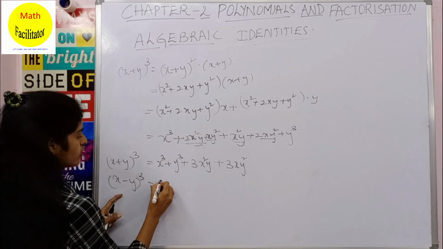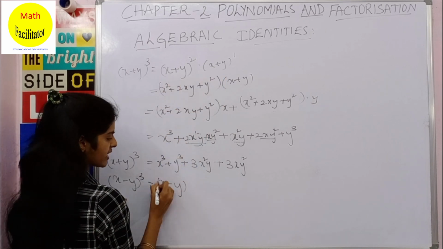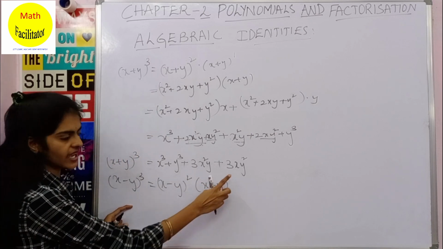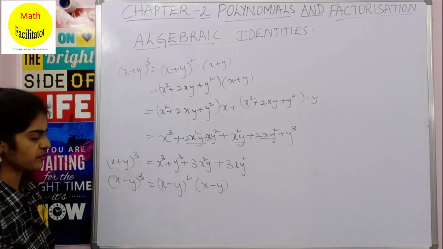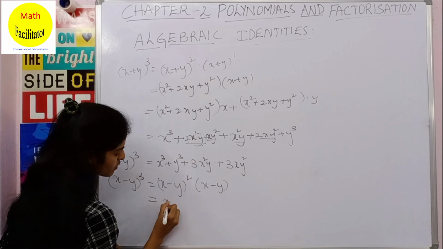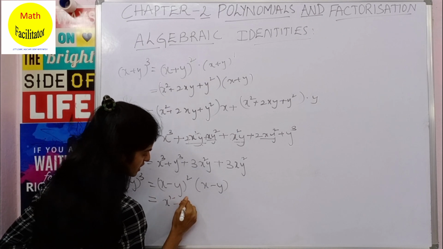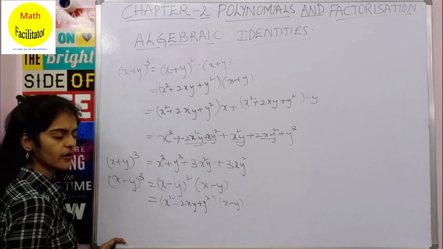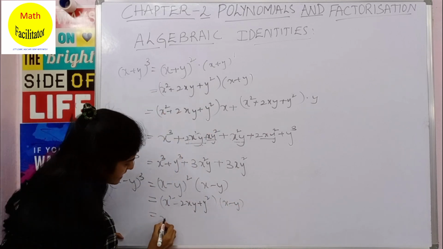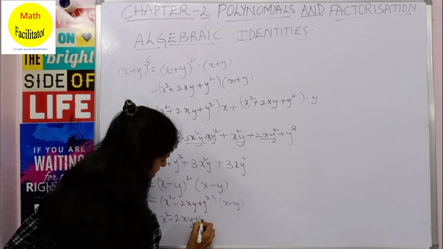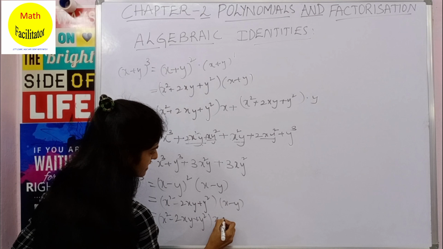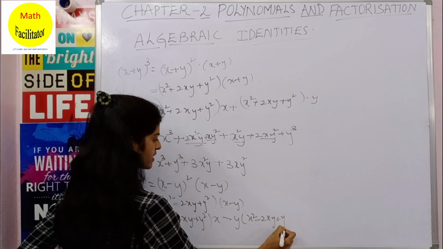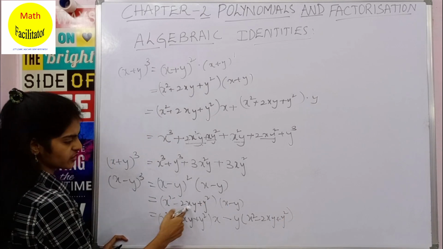Clear? Now in a similar way you can write (x-y)^3 also. Here also you will use the same concept. It is (x-y)^2 into (x-y), a square into a, a cube equals a square into a. Now (x-y)^2 is x^2 - 2xy + y^2, into (x-y). Again the same distributing: (x^2 - 2xy + y^2) into x, and minus y into (x^2 - 2xy + y^2). Just I am distributing x to this and y to this.